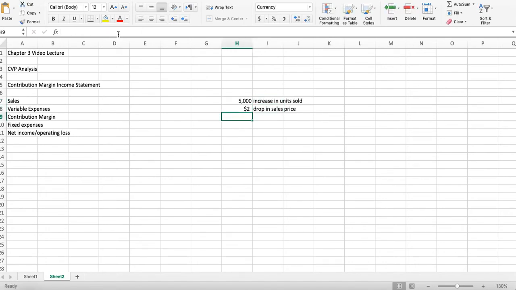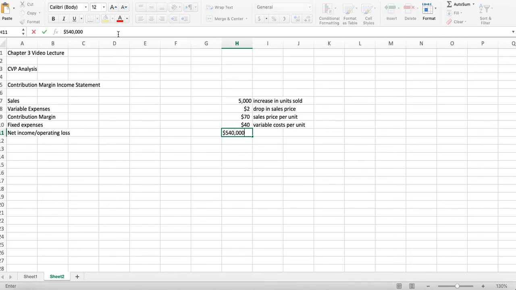The other information that we need for this problem is that the company's present selling price is $70 per unit. The variable expenses are $40 per unit. And we know that fixed expenses for this relevant range of 1 year are $540,000. It also tells us that the present annual sales volume at the $70 selling price is 15,000 units.